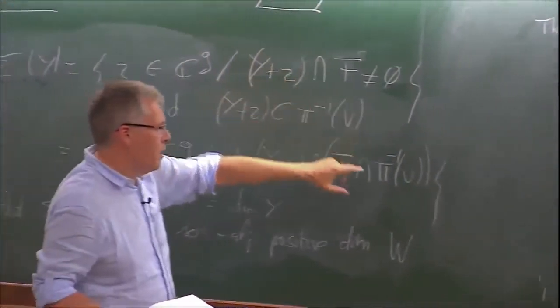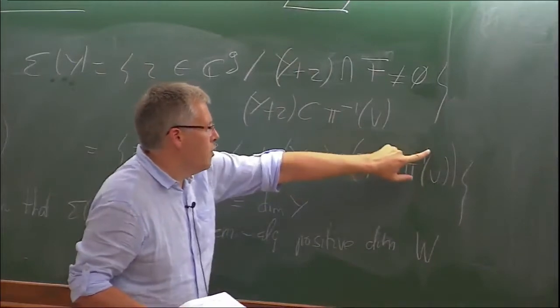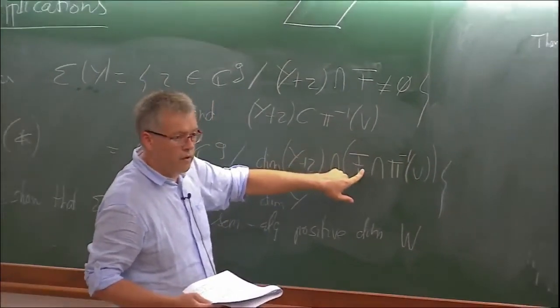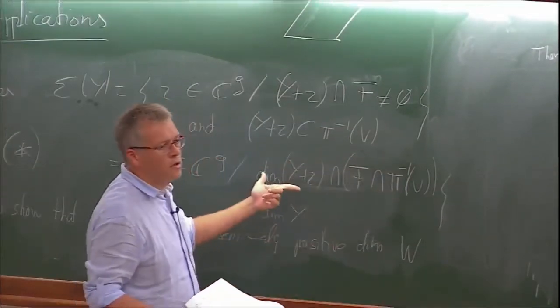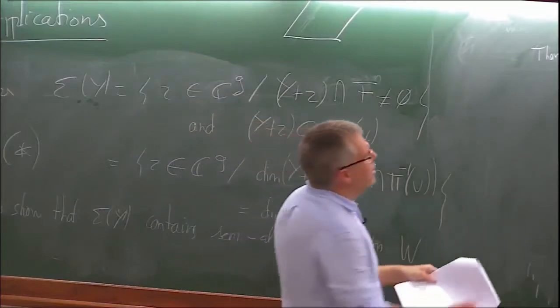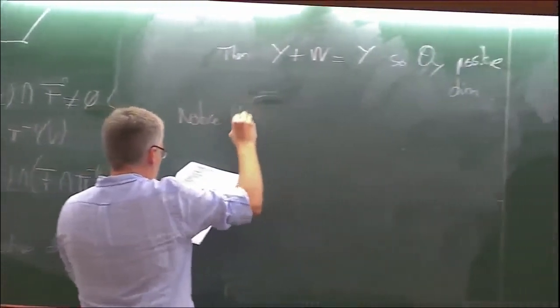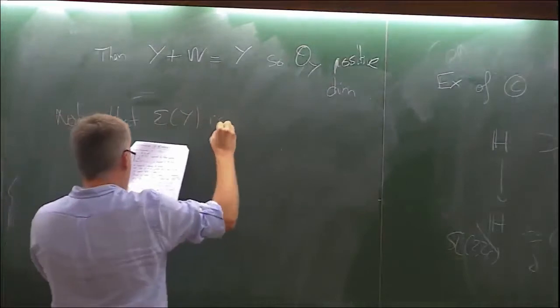Now, I claim that this set is definable. Why? Well, this is something I said yesterday: the dimension function is a definable function, and F is definable by assumption. This is trivial in our case of abelian varieties. V is definable, and pi in restriction to F is definable by the previous statement. So this guy is definable. Translation is an algebraic operation, and so I'm done. So notice that sigma of y is definable.